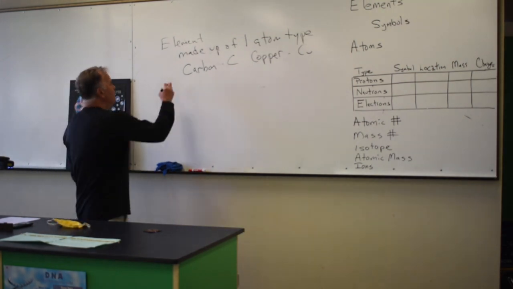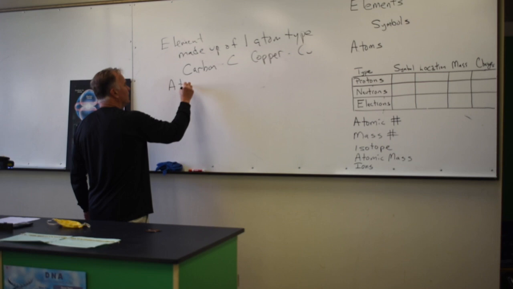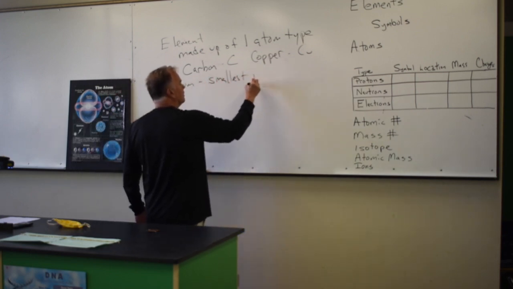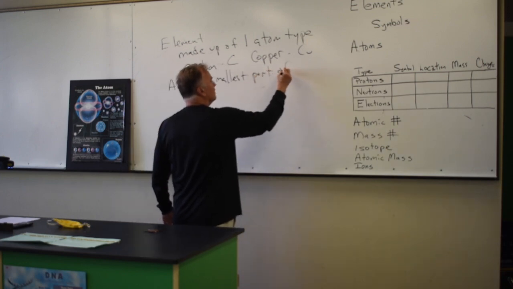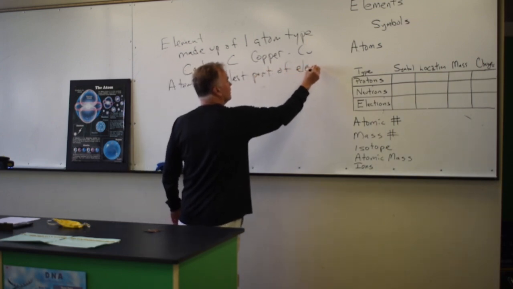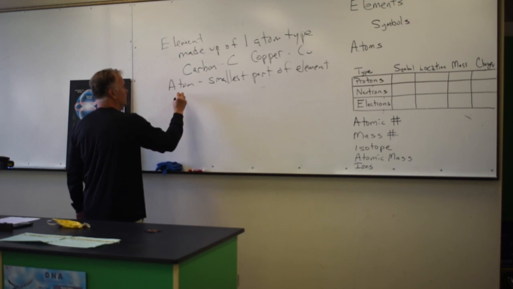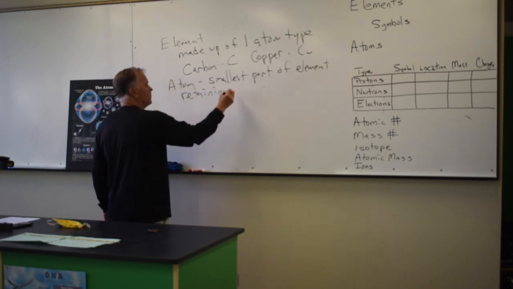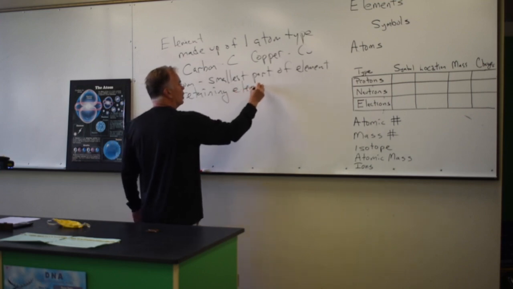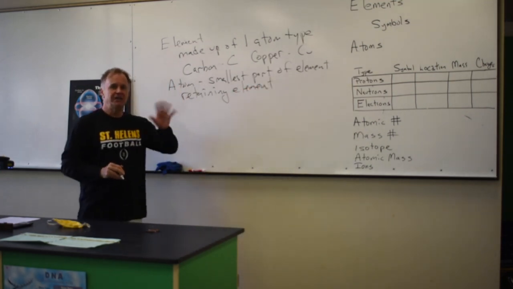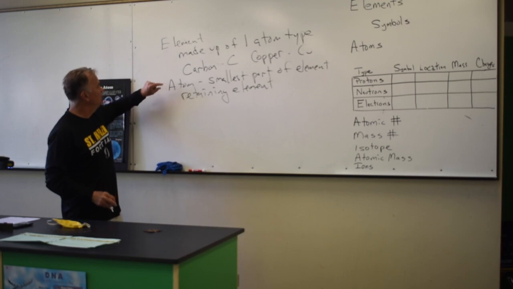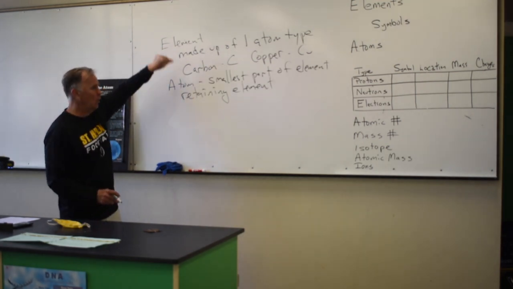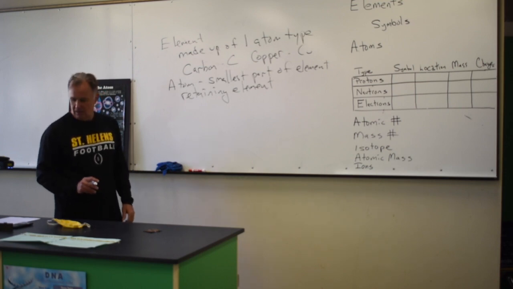An atom is the smallest part of the element retaining the properties of that element. A lot of times you use those terms interchangeably, but just know that's the relationship. Atom: the smallest part of that element. Element: just made up of all that one atom type.